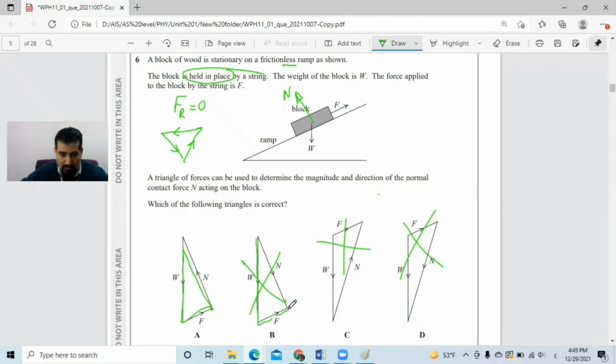It's going down, going up, then the normal, it's supposed to be in the opposite direction to make it a clear answer, to make a correct answer. Here, as you can see, the weight acts in this direction. The weight cannot be in this direction.